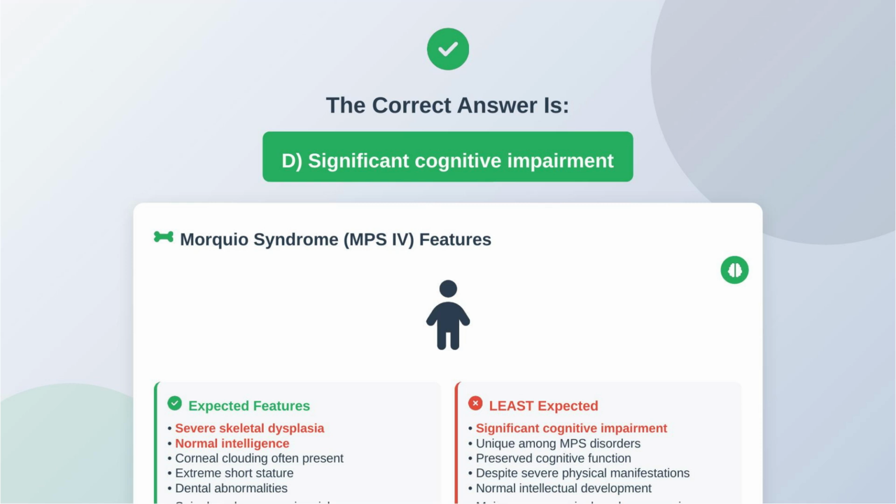Significant cognitive impairment would be least expected in a patient with MPS 4 or Morquio syndrome. This MPS type is unique in that it preserves cognitive function despite causing severe physical manifestations. Morquio syndrome is characterized by severe skeletal dysplasia, normal intelligence, corneal clouding, extreme short stature, and dental abnormalities. Spinal cord compression due to atlantoaxial instability is a major concern requiring careful monitoring and sometimes surgical intervention.